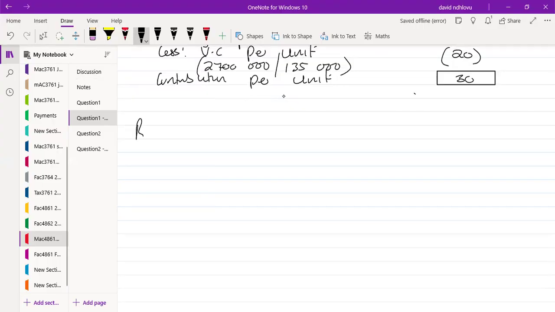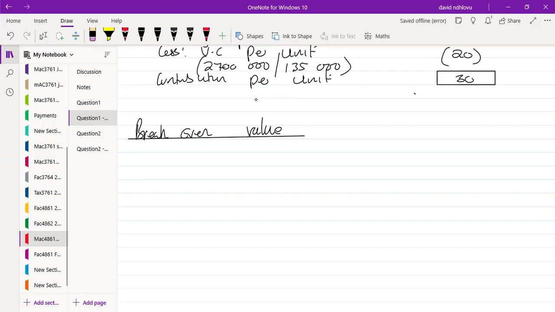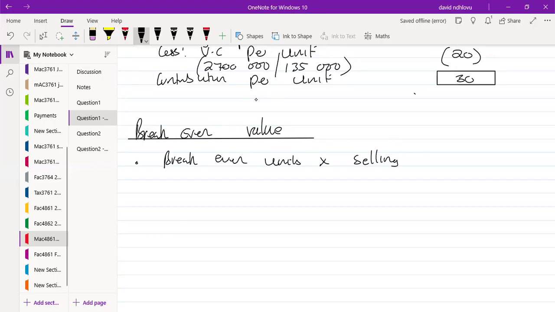Right, let's add break-even in terms of value for this one. We can use our two formulas. We can say break-even units, which we already have, multiplied by the selling price. Our break-even units are 69,750 and our selling price is 50,000. We can actually calculate break-even in this way in terms of rand value.